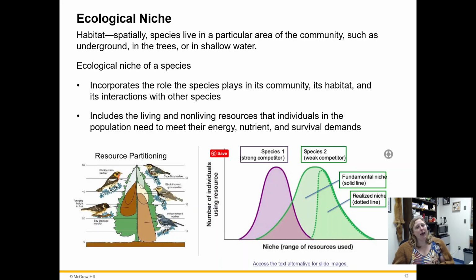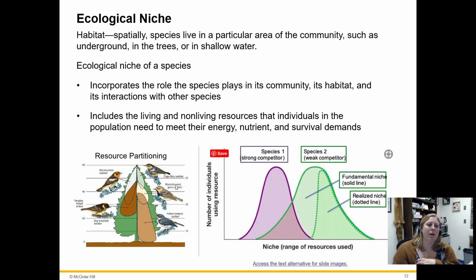Now, within a habitat, we do have niches. Niches are going to be where that species plays a role in its community, habitat, and interactions. And where that species could be as compared to where that species is, is dependent on the interactions with other organisms in a community. As such, if you have intense competition for a resource, organisms are often pushed out of what we would consider a fundamental niche where they could be, and they are pushed into a realized niche where they are actually found.